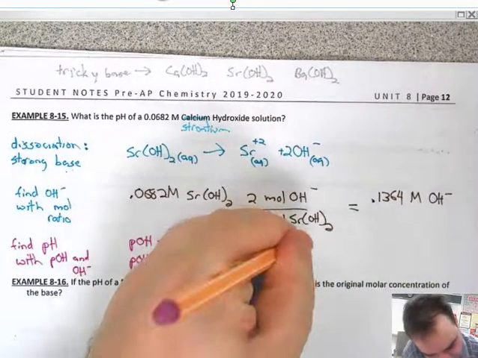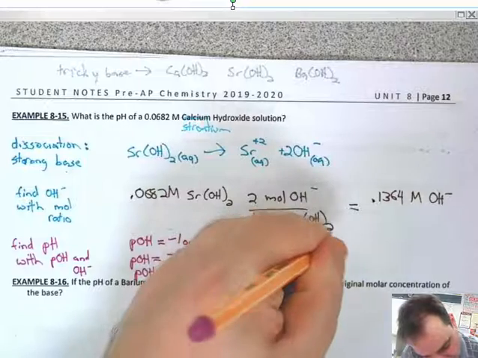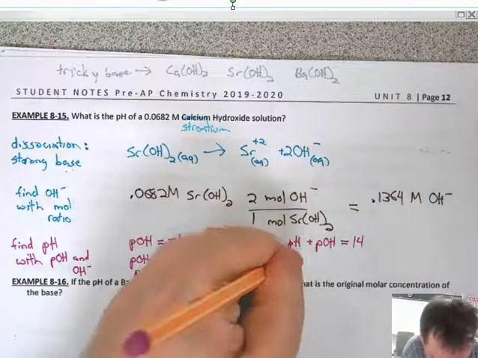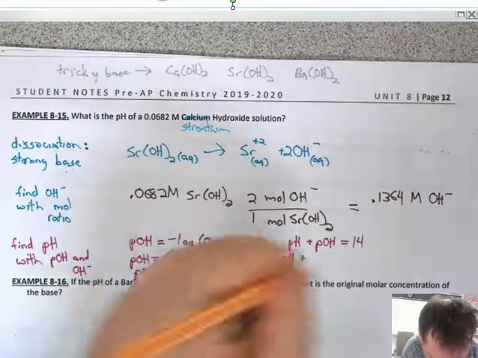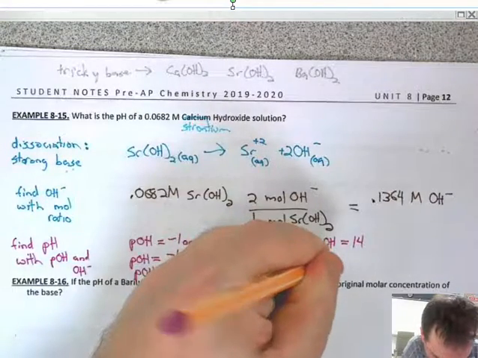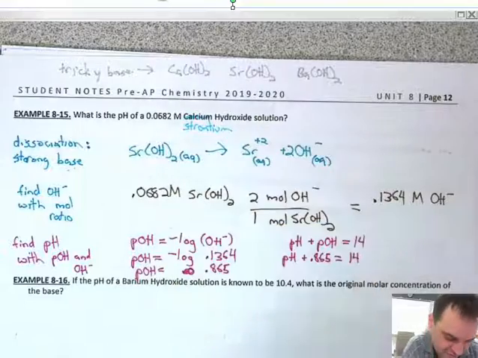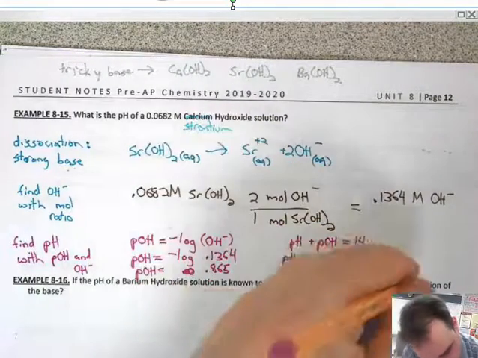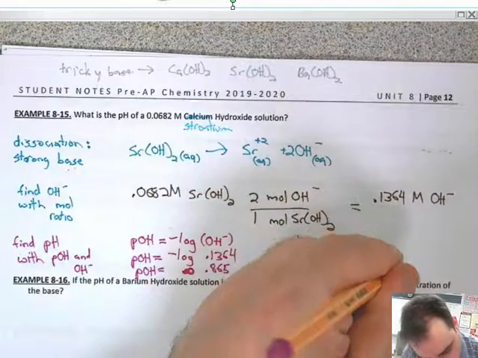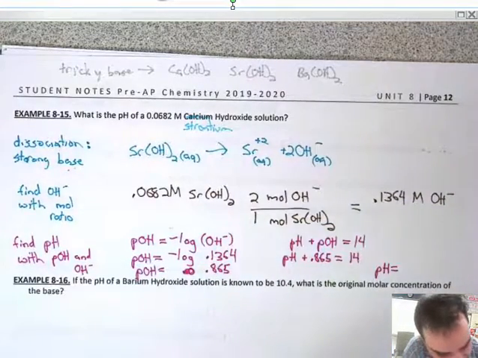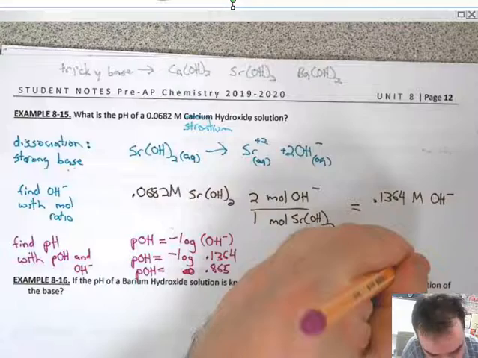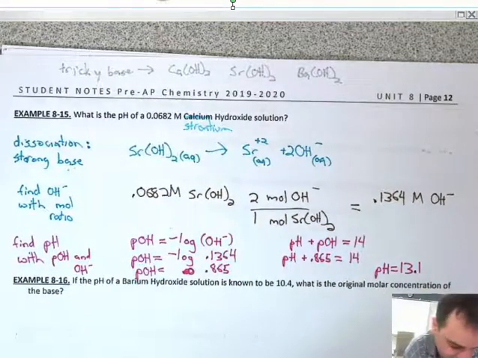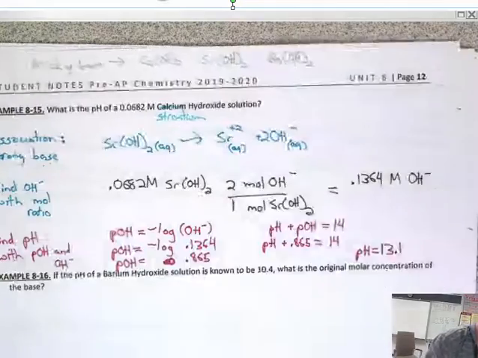Then I am going to do pH plus POH equals 14. pH plus 0.865 equals 14, so I'm going to subtract 0.865 from 14. And I get a pH of 13.1 if I round for sig figs. Okay.